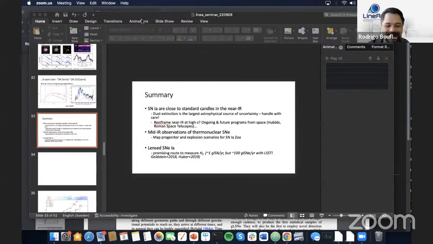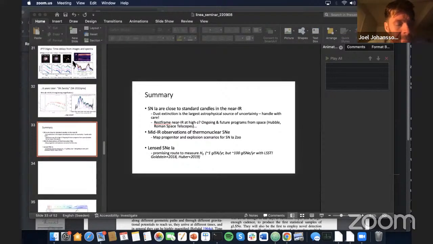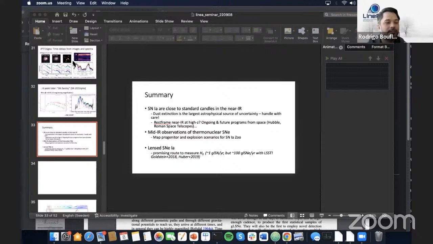Thank you, Joe, for such a nice talk. I have a basic question on this last slide you showed us. To do the independent measurement of the Hubble constant, is there a minimum time delay required in the lensed supernova images? A minimum time delay.